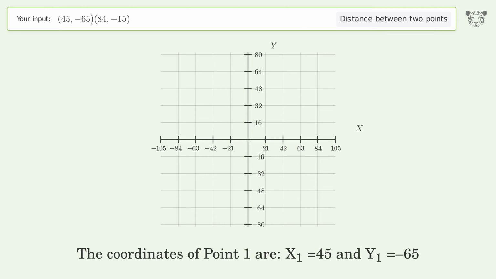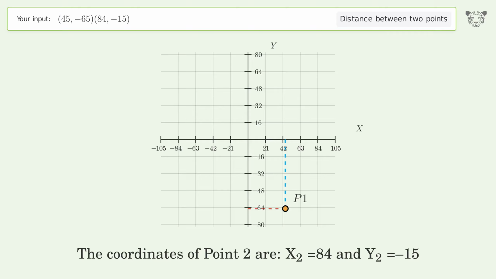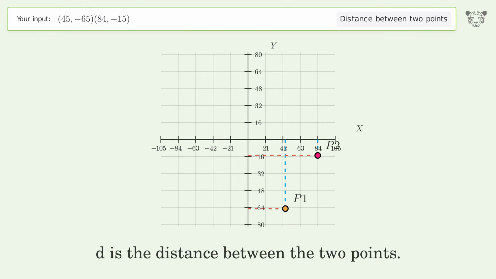The coordinates of point 1 are x1 equals 45 and y1 equals negative 65. The coordinates of point 2 are x2 equals 84 and y2 equals negative 15. D is the distance between the 2 points.